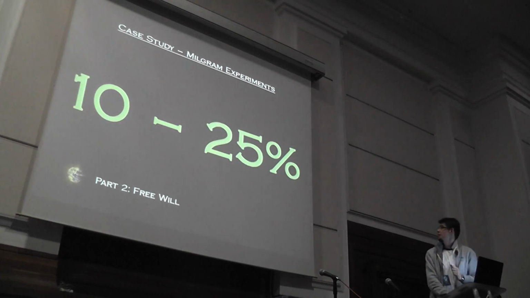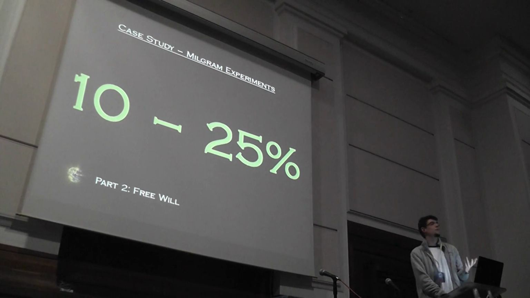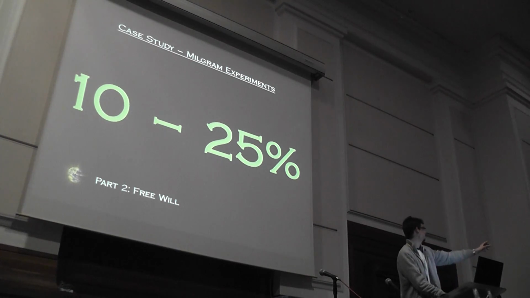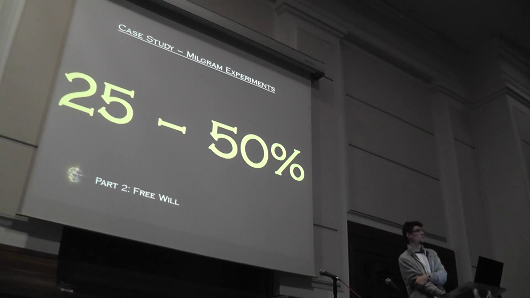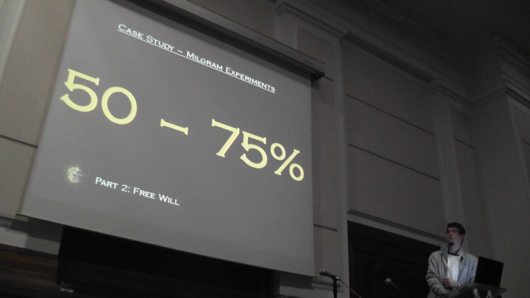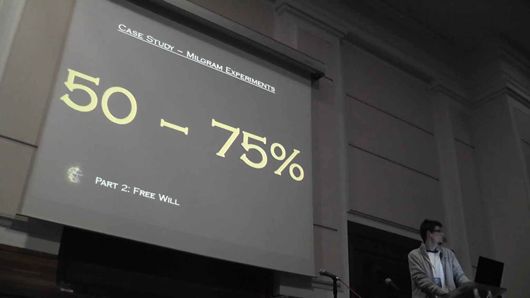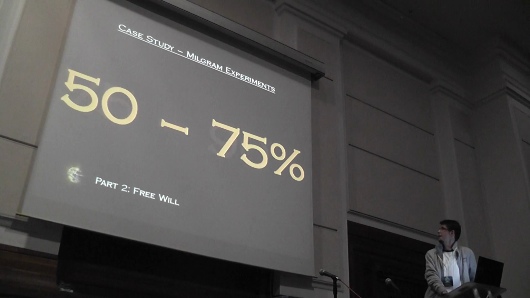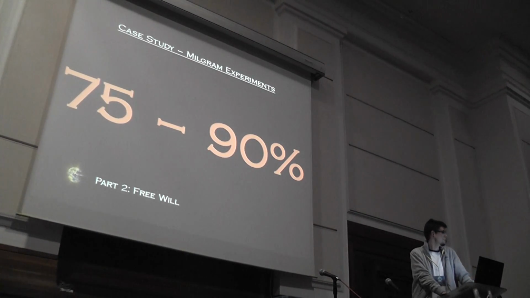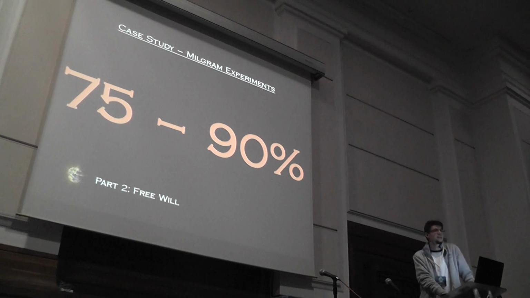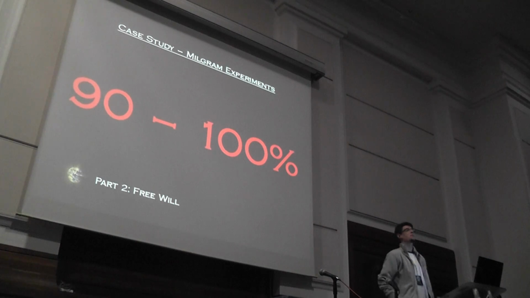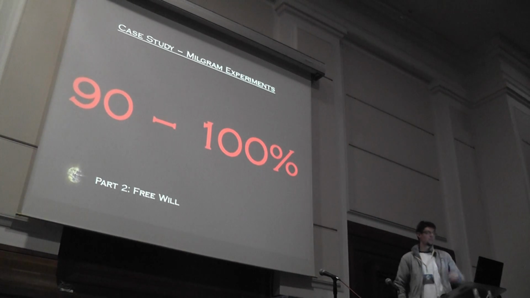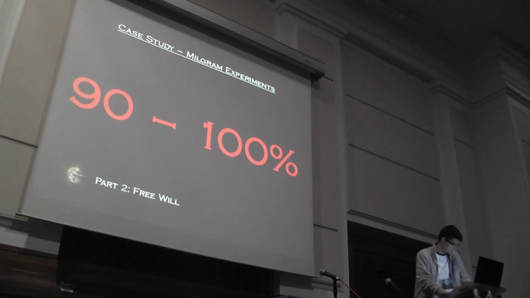Okay, 10 to 25%, a medium amount. Get some more hands. 25 to 50%, okay, more hands. 50 to 75%. Okay, quite a few people there. 75 to 90%. You bloody pessimists. And for the Satanists among us, 90 to 100%. A smattering of hands. Okay, well, let's see. What was the real figure?